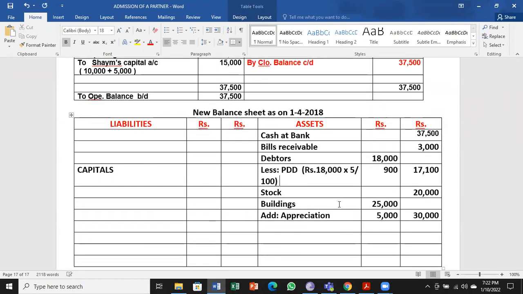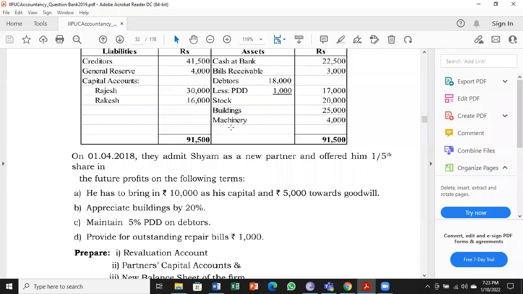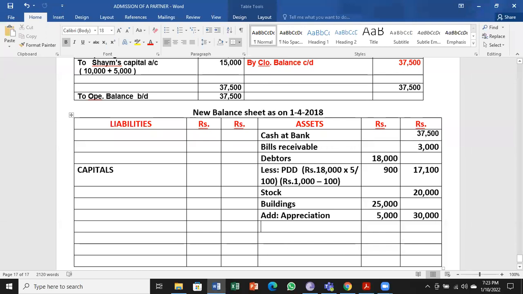I can show PDD in another way also: 1,000 rupees earlier minus 100. That way also I can show you. So 900. That is what is important. You can understand it by the different methods, whichever is done. So 1,000 was the old one, 100 rupees in the revaluation, so it has become 900. The way you want, you can understand the adjustment. Next, after buildings, machinery 4,000. No adjustment for machinery, so 4,000 therein.